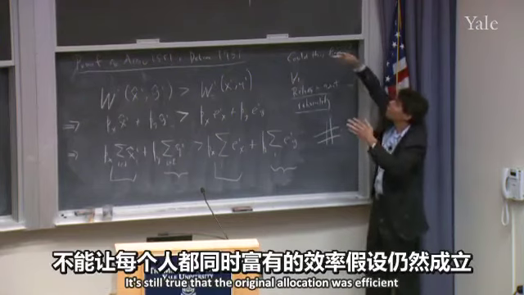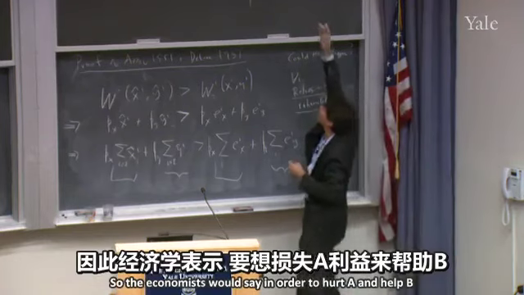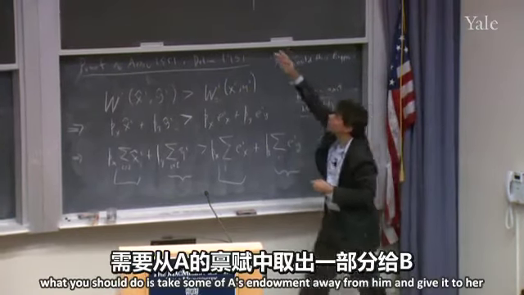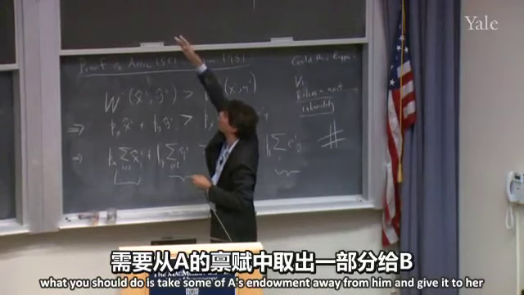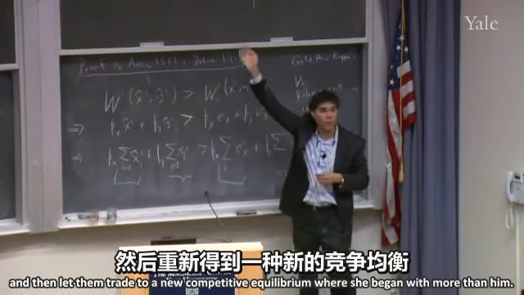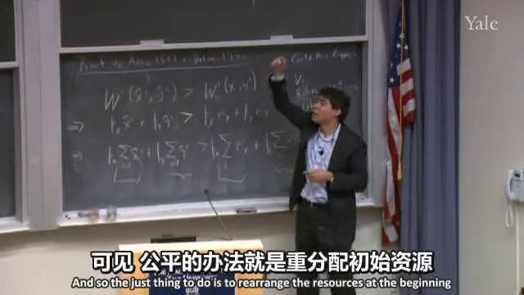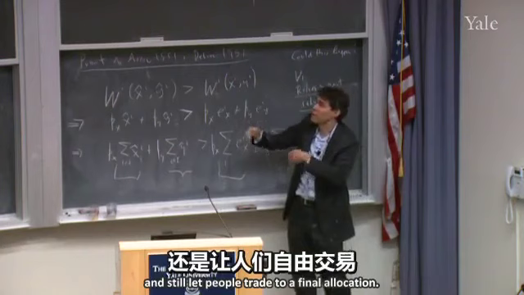It's still true that the original allocation was efficient in the sense you couldn't make anyone better off. So the economists would say, in order to hurt A and help B, what you should do is take some of A's endowment away from him and give it to her, and then let them trade to a new competitive equilibrium where she began with more than him.